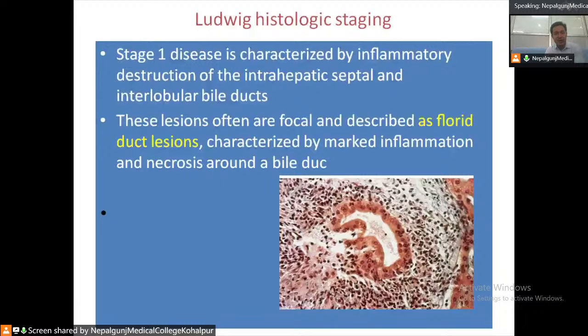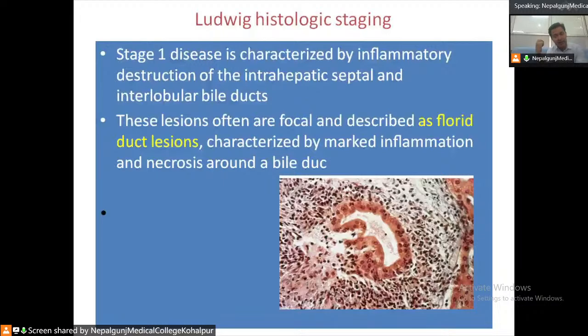Stage one of the disease is characterized by inflammatory obstruction of the intrahepatic septal and interlobular bile ducts. This is very important. Here in the liver cell diagram, you see these are the hepatocytes. This is the portal tract. You know the portal triad is the portal vein, hepatic artery and bile duct. So initially the bile ducts in this portal tract are affected. It's the interlobular bile duct. In the first stage, the bile canaliculi and interlobular ducts are affected.